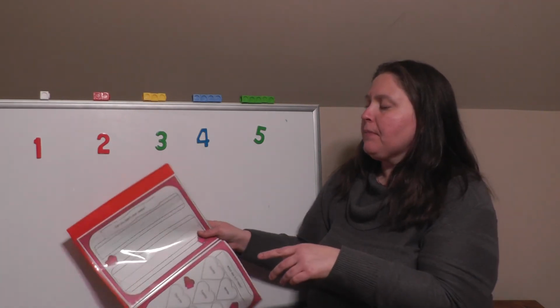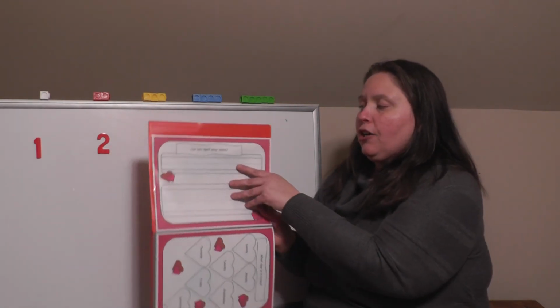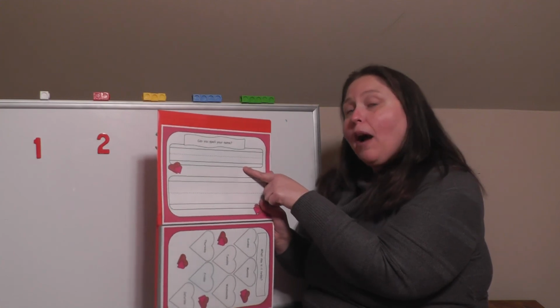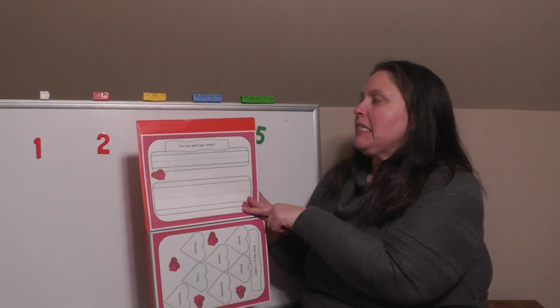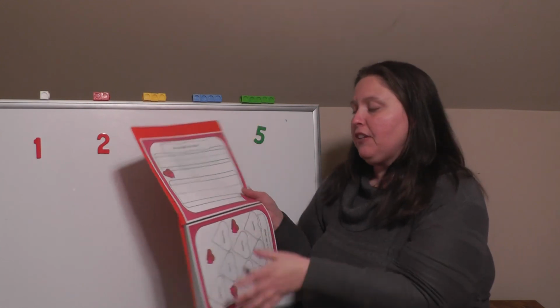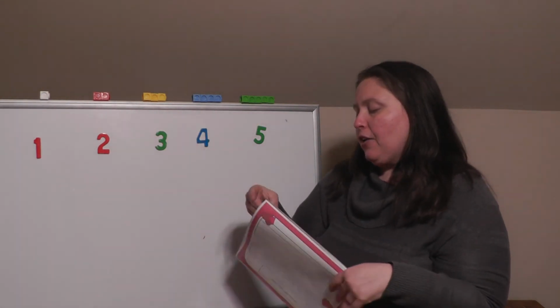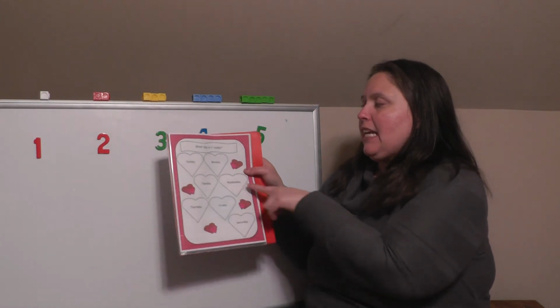With this one, we worked on spelling her name. So this gives you a space to write their name. And then this gives them a space to either practice writing it themselves or using magnets. Lots of different ways that you could do it. Here are those pre-writing skills, like I was saying.